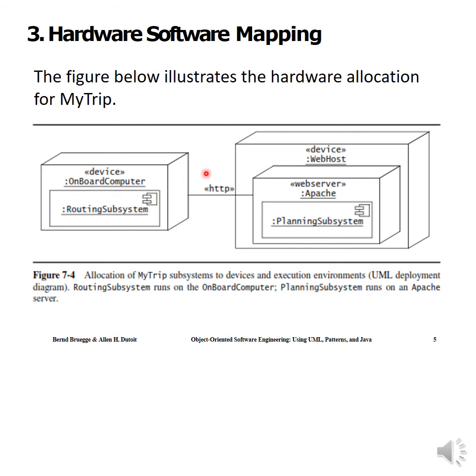So this is the allocation of MyTrip subsystems to devices and execution environment. As you are already familiar, which UML diagram shows the mapping between software and hardware? The UML deployment diagram. So the routing subsystem runs on the onboard computer and the planning subsystem runs on an Apache server. A node can also be represented inside another node.